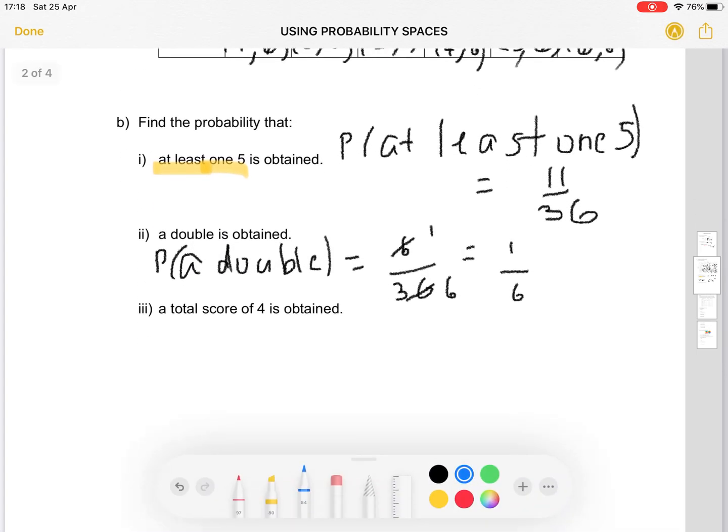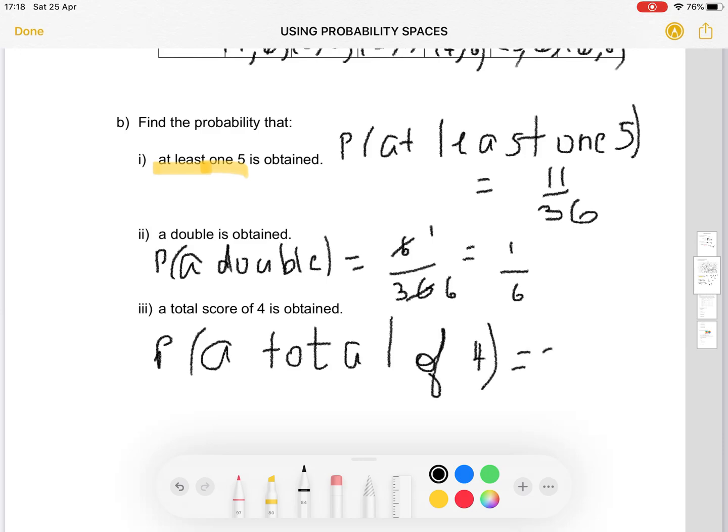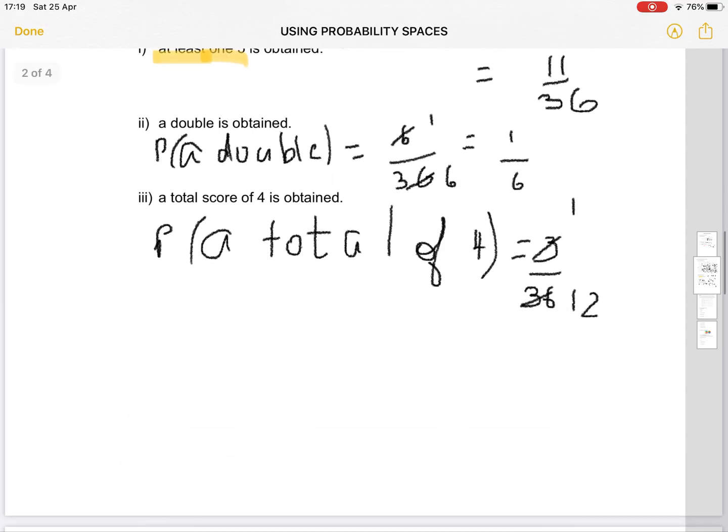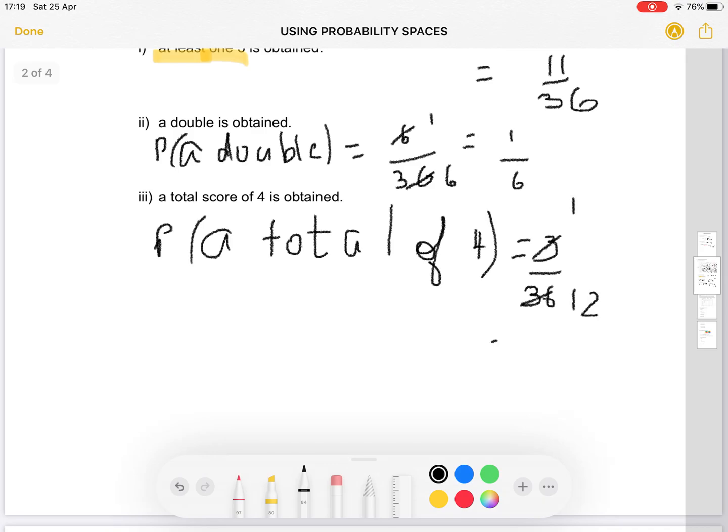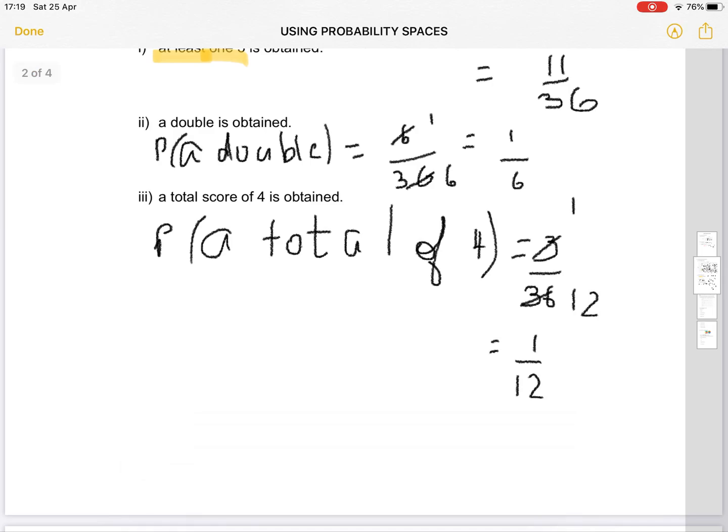So let's write our answer. The probability of a total of 4 is equal to 3 over 36. It can be simplified further, I can cancel with 3. So the answer is equal to 1/12. Okay, so that's number 2.